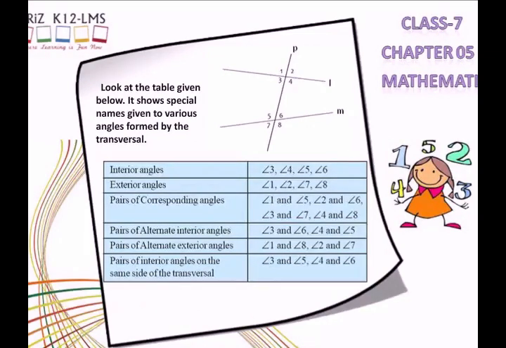Pairs of corresponding angles. Angle 1 and angle 5, angle 2 and angle 6, angle 3 and angle 7, angle 4 and angle 8. Pair of alternate interior angles. Angle 3 and angle 6, angle 4 and angle 5. Pair of alternate exterior angles. Angle 1 and angle 8, angle 2 and angle 7. Pairs of interior angles on the same side of the transversal. Angle 3 and angle 5, angle 4 and angle 6.